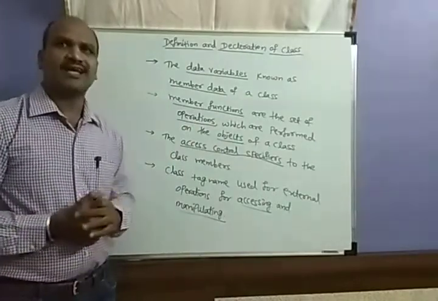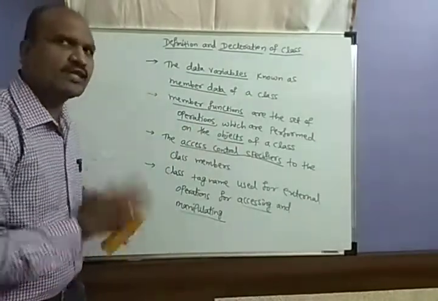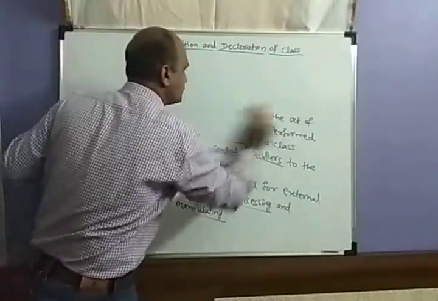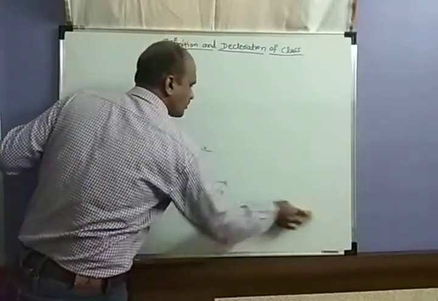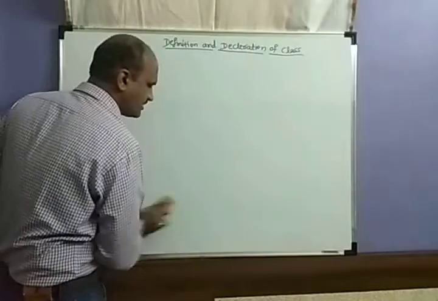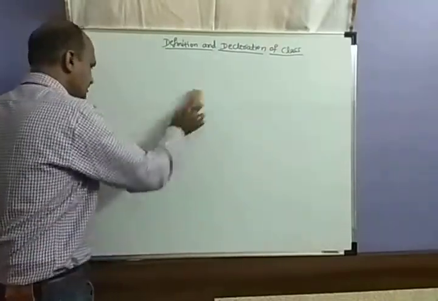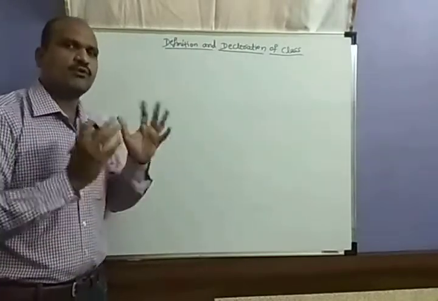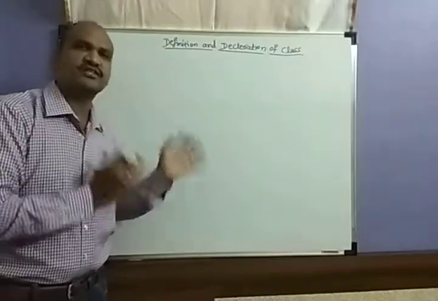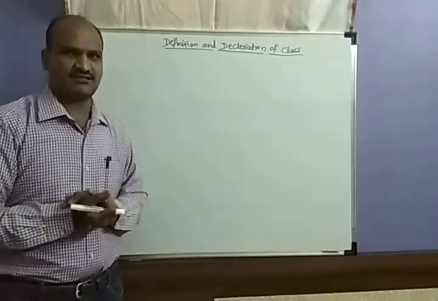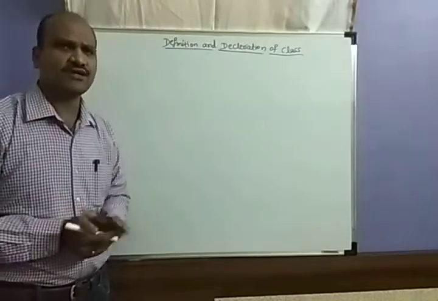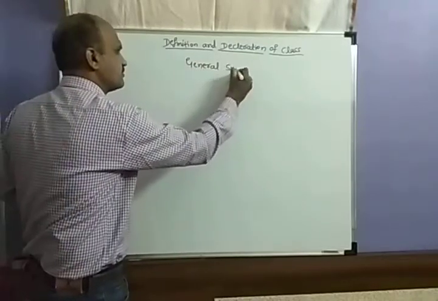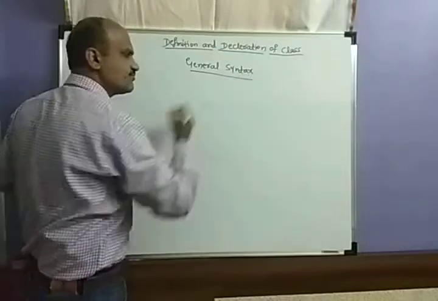Now the general syntax: how to declare a class. This is the first step. In object oriented programming, the first step you should know is how exactly you can declare the class. In every object oriented program you start with the class only. So you should know the basic syntax of the class, that is, the declaration of a class. We call it the general syntax.